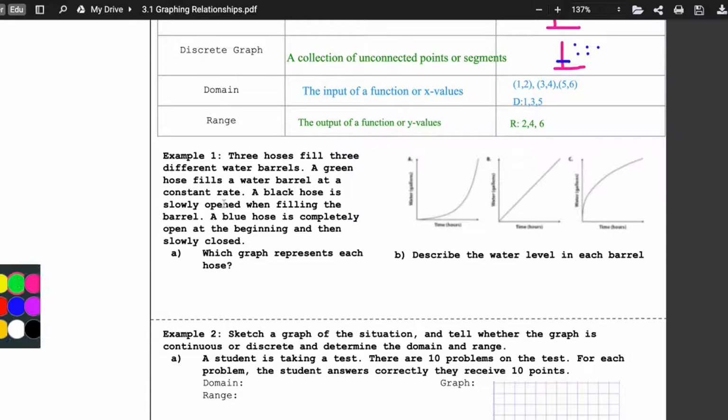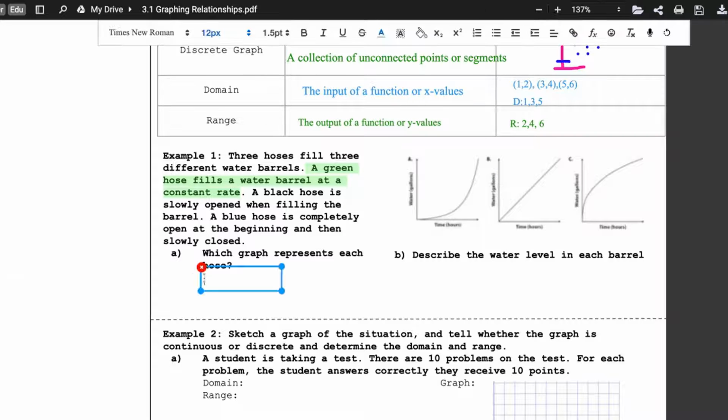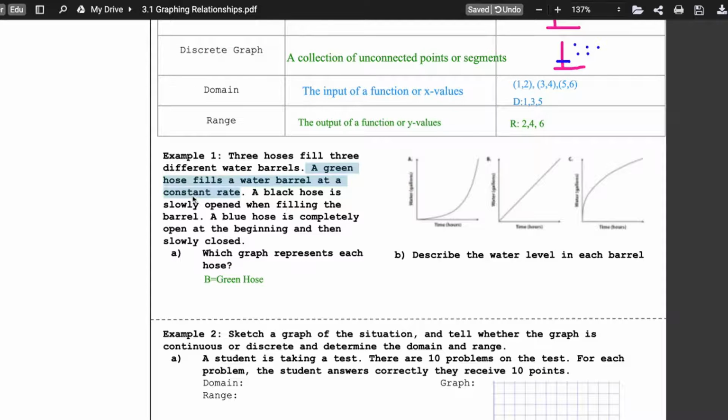Oh, we start with the green graph. So let's start with the green graph. So for the green graph, the green hose is at a constant rate. So when we're looking at a constant rate, if I look at these graphs, this one's changing. It starts out slow and then speeds up. And then this one right here is constant. It doesn't change. It's going up at the same amount each time. And so this is actually, B is going to represent the green hose because it grows at a constant rate. It's steadily increasing. So B equals green hose. Okay, so now that we got that straightened out, let's figure out what the black hose is.